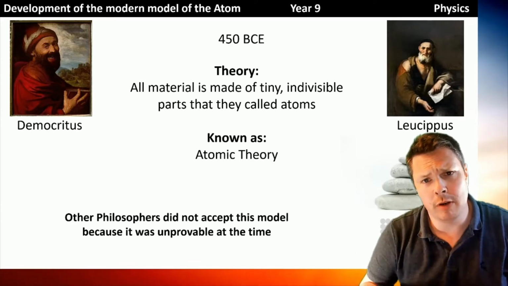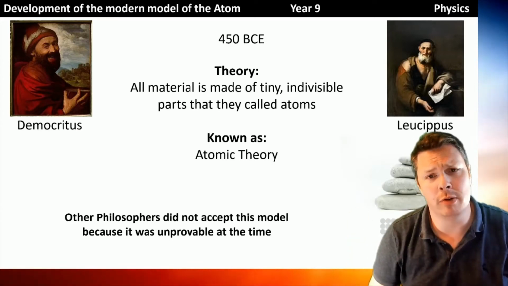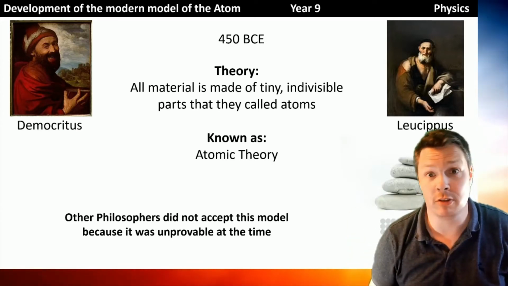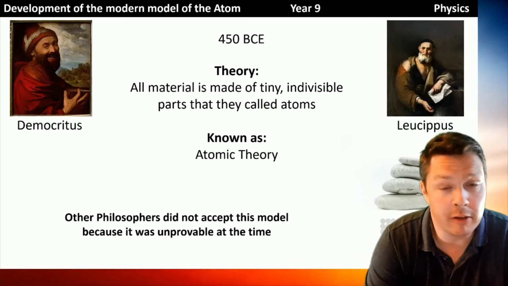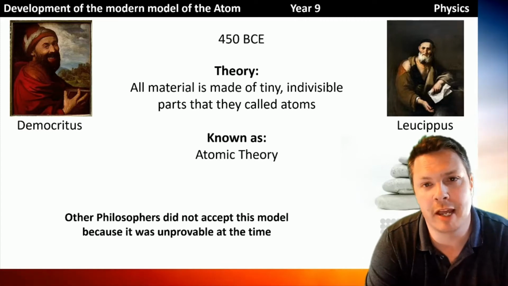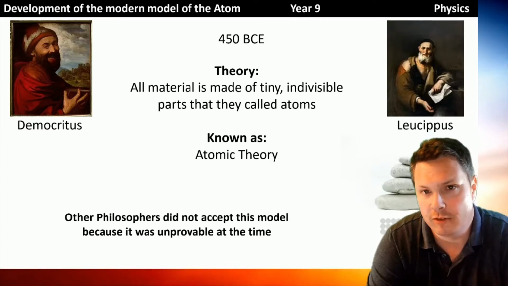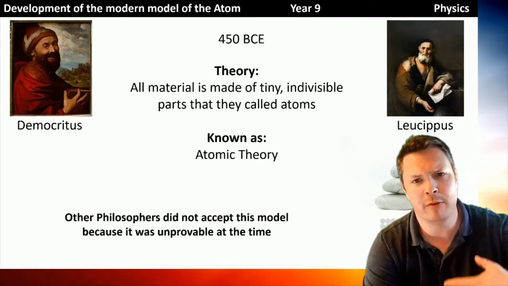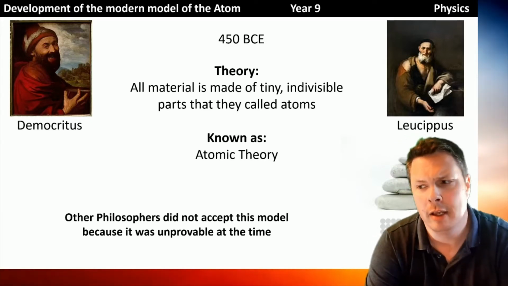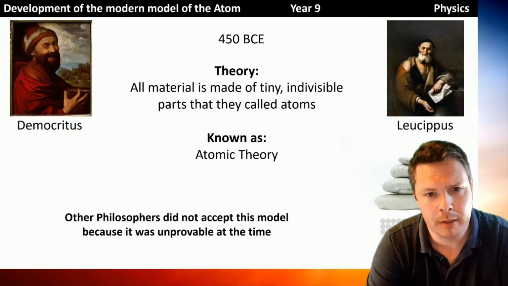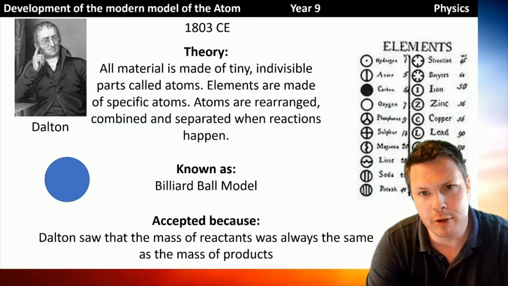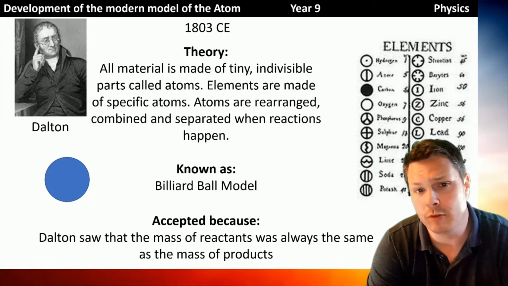So if you take a stone and keep breaking it up, their theory was you'd get to tiny unbreakable bits of stone called atoms, and they were atoms of stone. It's a good theory and it fits with what we now understand about atoms. The problem was other philosophers couldn't accept this model because there was no way to prove it, and the technology wasn't there to observe atoms or work with chemicals in any way that would prove it. So it didn't get proven properly for about another 2,000 years.